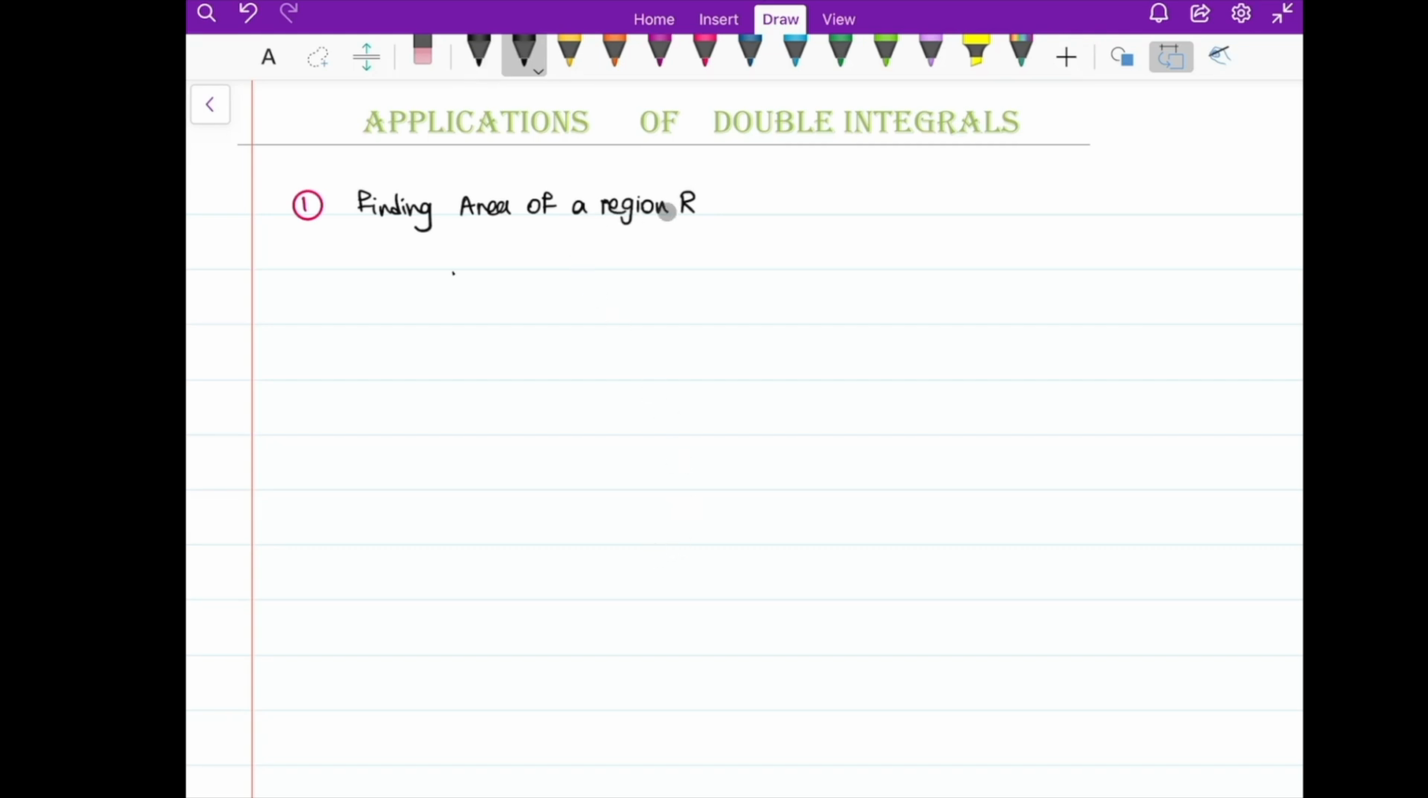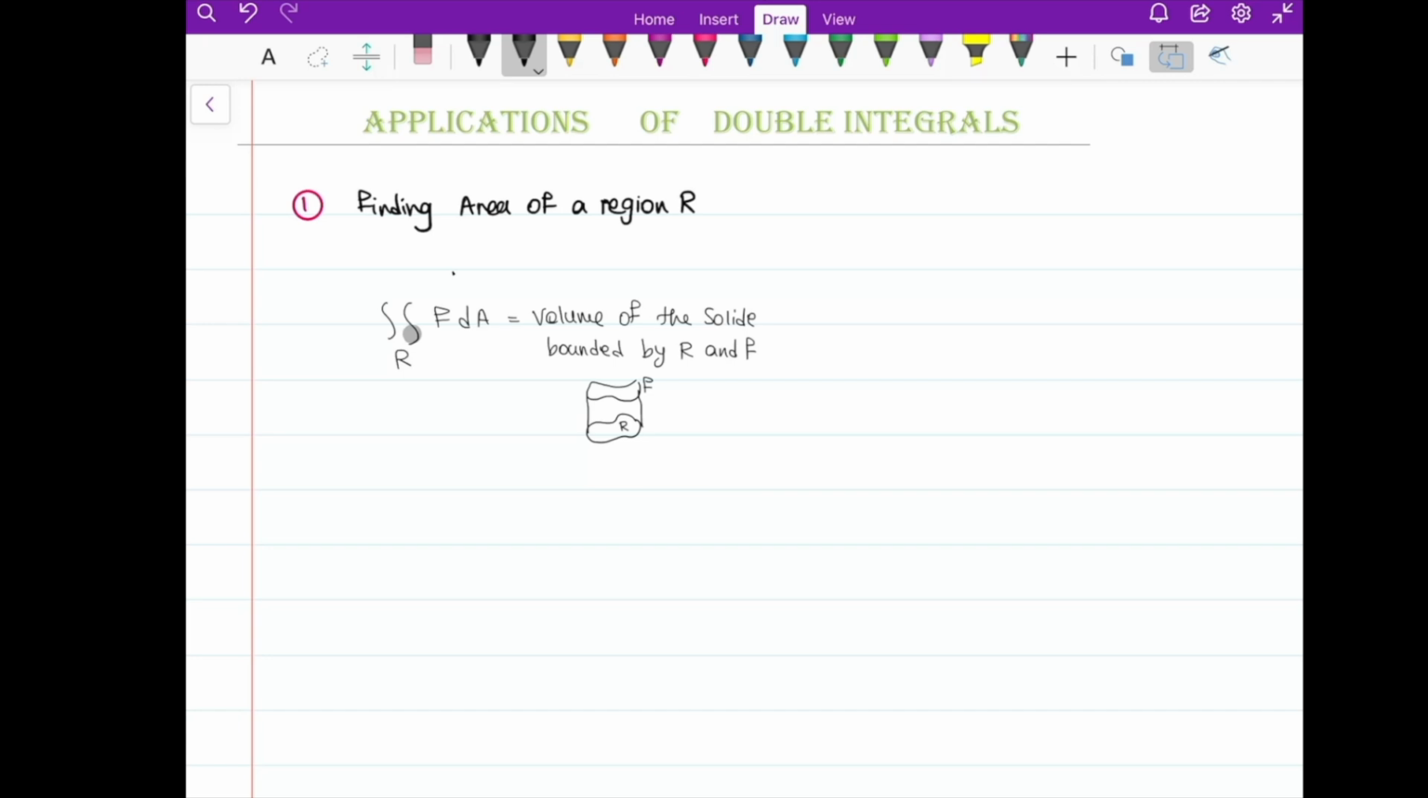Because the region R is in 2D, and basically when we have the double integral of f dA over any region R, we are calculating the volume of a solid bounded by R and f. So if you have the region R in here, and then your function f on top, the volume of this solid would give you the double integral.